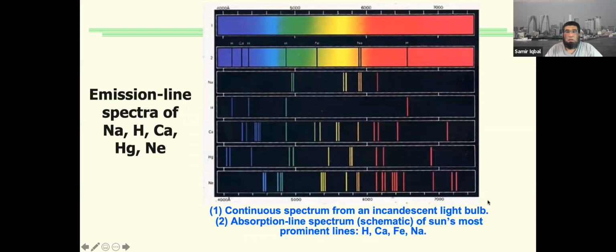This is now spectra of the sun's prominent lines, absorption line spectrum from the sunlight. Sodium, hydrogen, calcium, what is Hg? Mercury and neon. They all have very specific spectrum from a light bulb. Now, you see the top two are showing much more. They're showing a spectrum instead of discrete lines. What is that? That's number one.